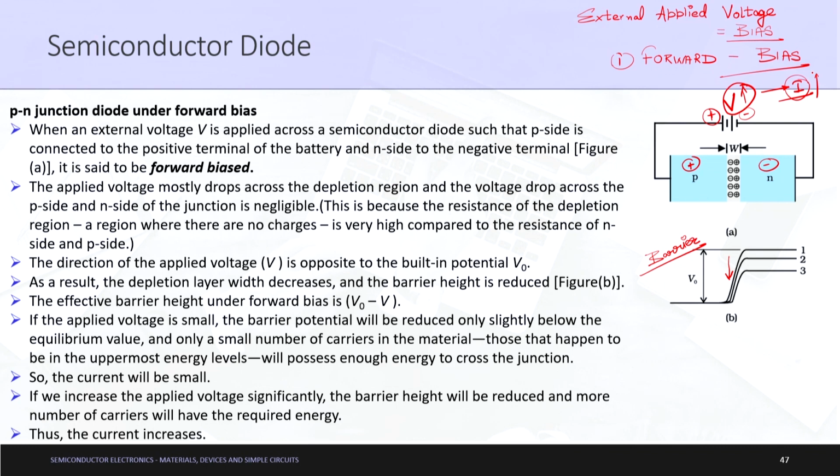I think all these things are understood. Initially the current would be small, and as we keep on increasing the applied voltage significantly, the barrier height will be reduced.